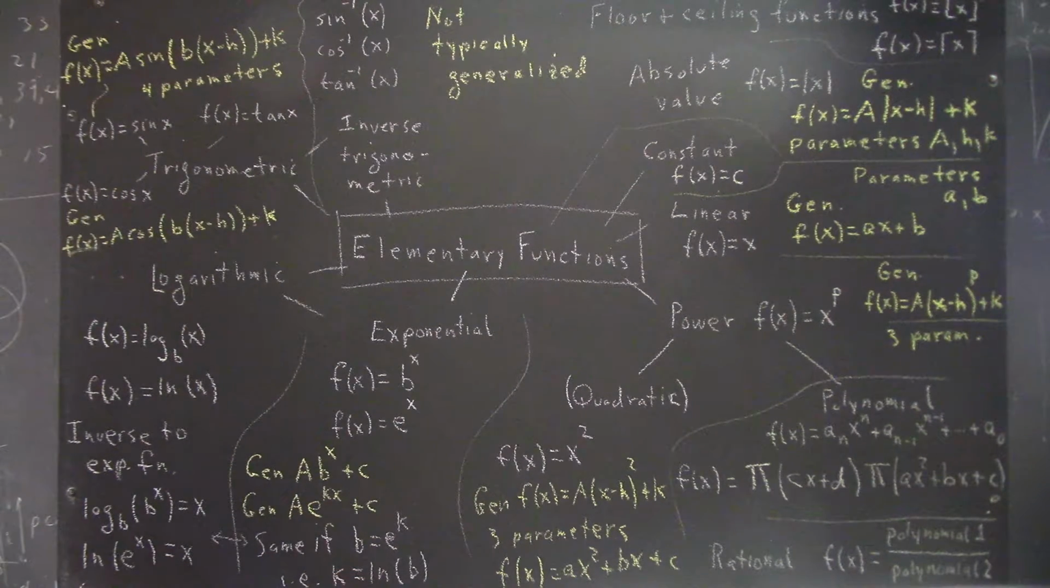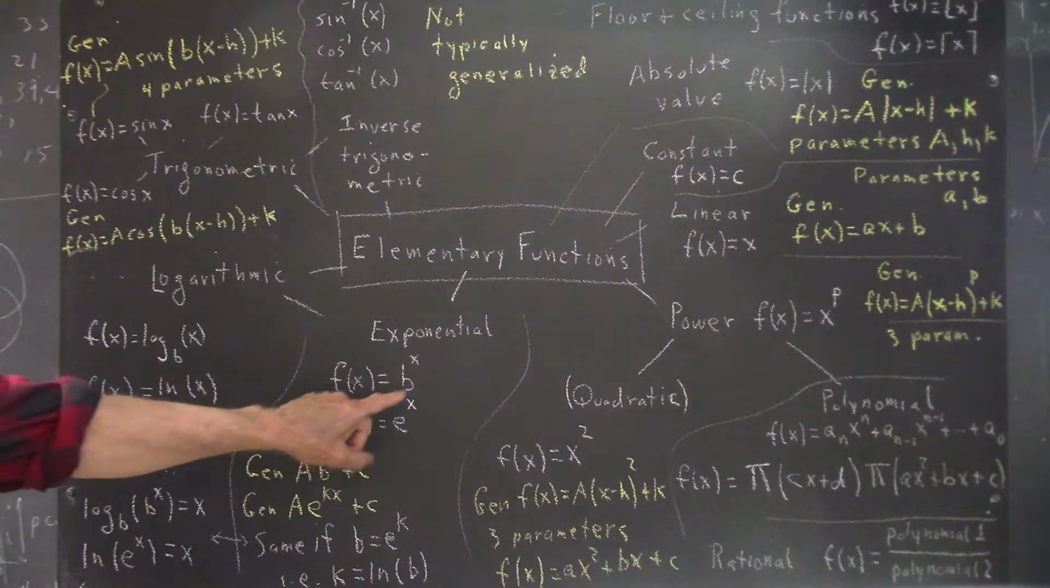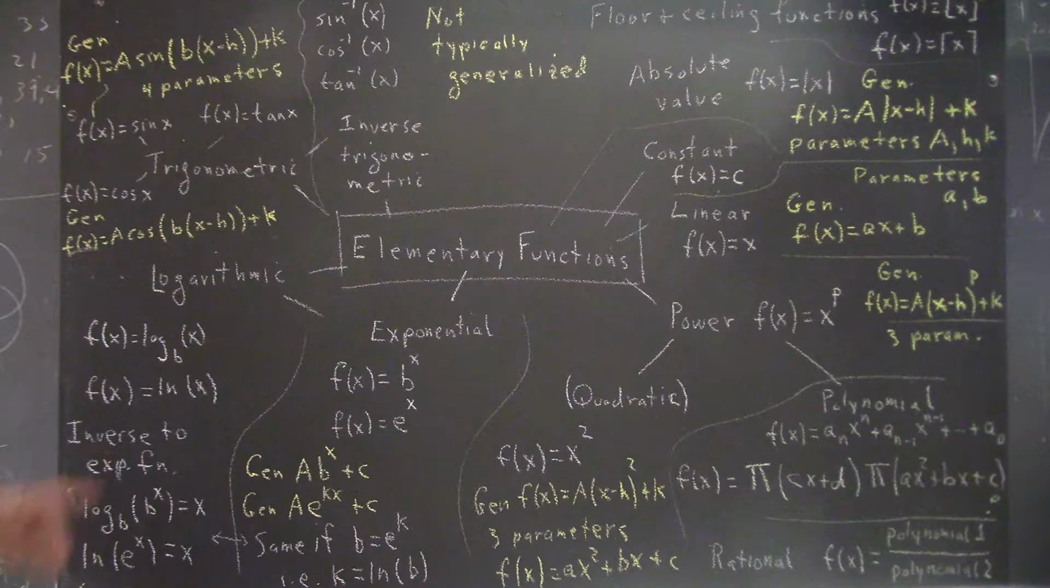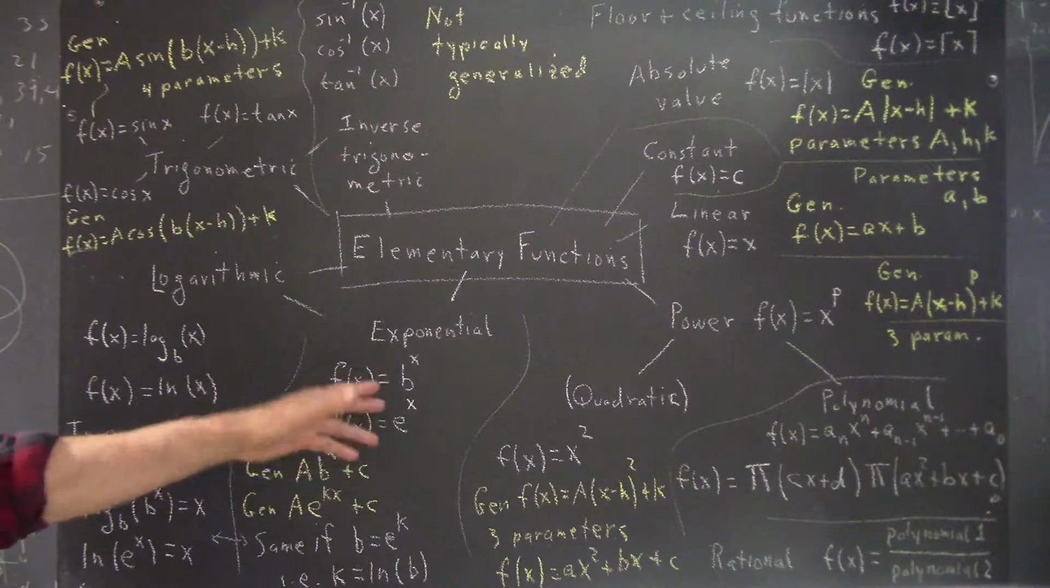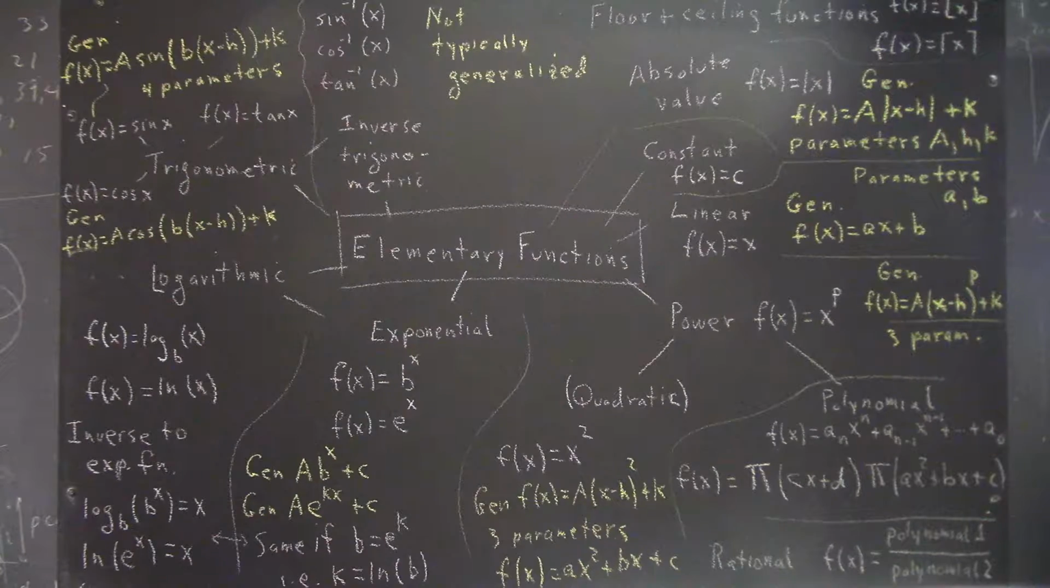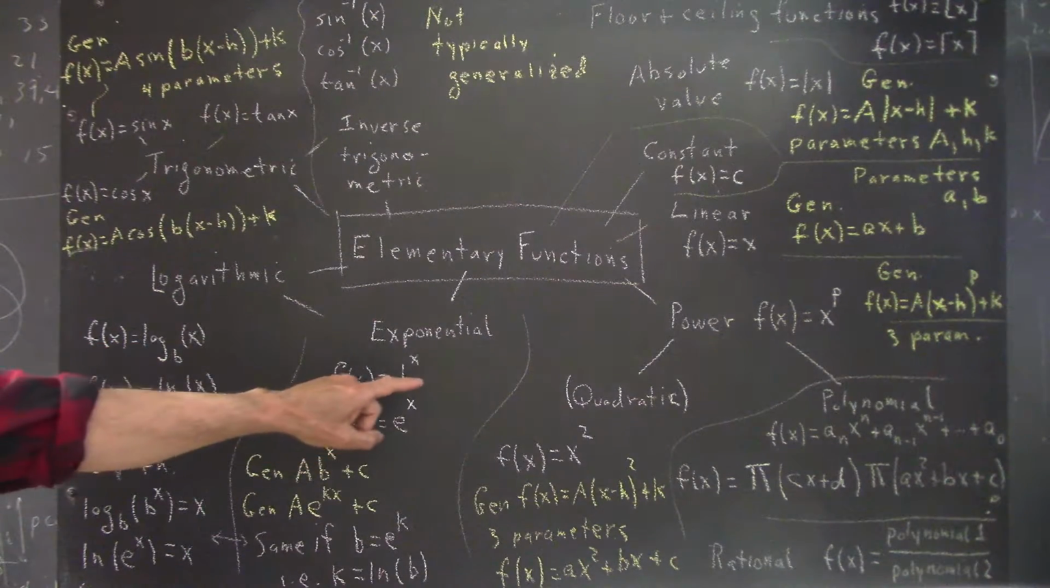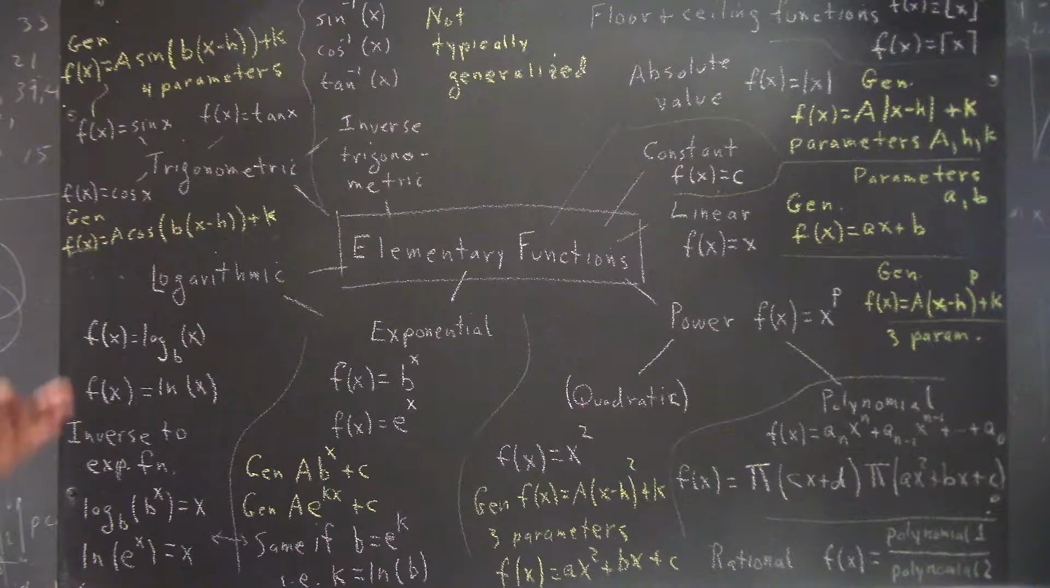The logarithmic functions are inverse to the exponential functions, base b log being inverse to the b to the x exponential, natural log being inverse to the e to the x exponential. And inverse simply means that if you apply the log base b to the b to the x function, you just get the identity function x, or apply the natural log to the natural exponential, natural log of e to the x, again you just get the identity function x.